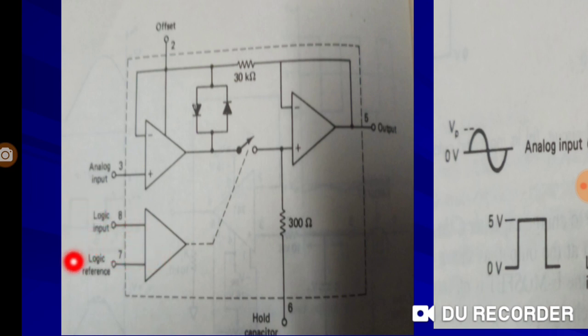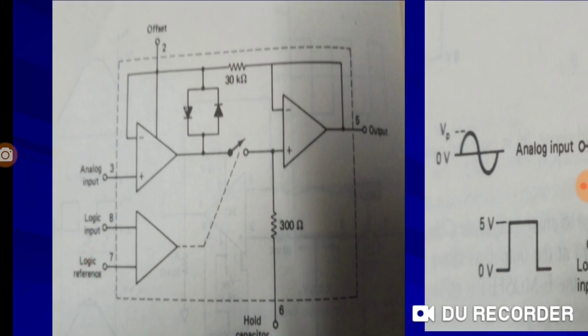Now logic reference is applied to 7. For this particular application, sample and hold, we don't need reference. For comparators, we need a reference value. That is why we have this pin called reference input, because whenever we need to compare the voltage with respect to another voltage which is fixed, which is termed as reference, it is applied here. But since we are not using a comparator circuit here, we are using it as sample and hold.